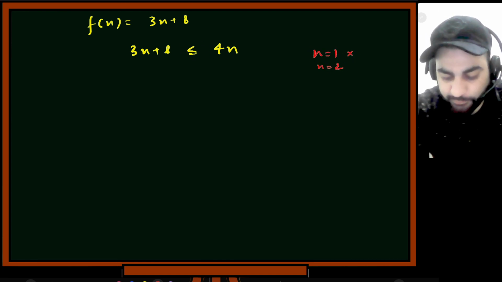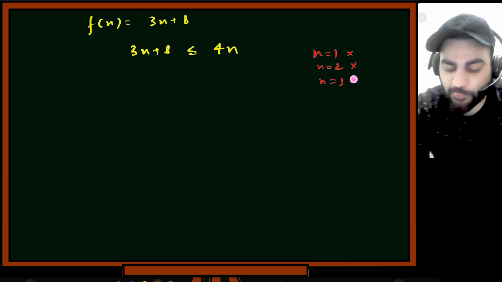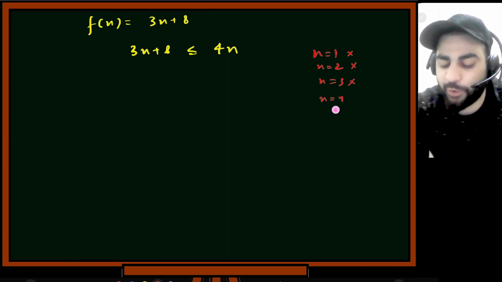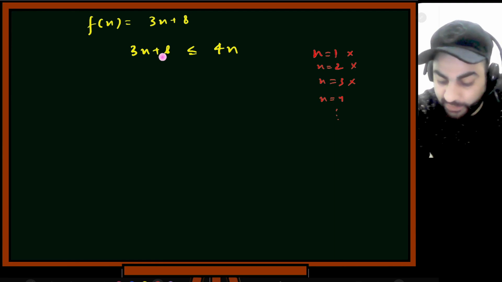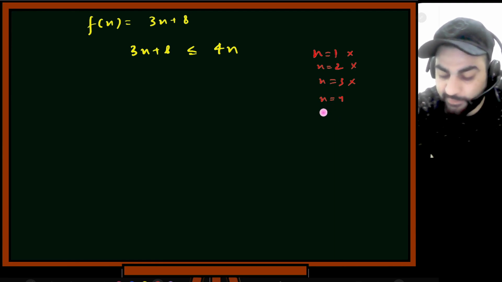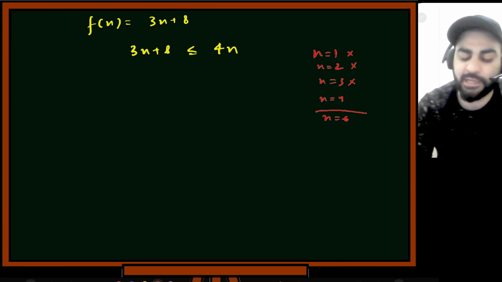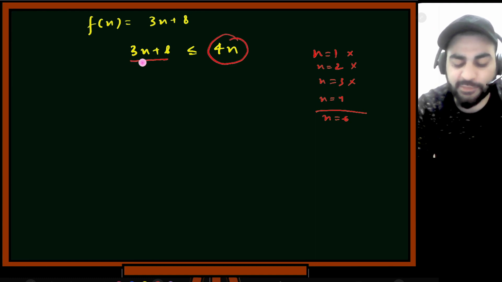N is equal to 2 does not follow. N is equal to 3 does not follow again. N is equal to 4. But after a point it will follow. For example, I think n is equal to 4 is 12 plus 8 is 20, 16, no. N is equal to 5. Maybe n is equal to 6. So from n is equal to 6, this function will always be greater than this function.